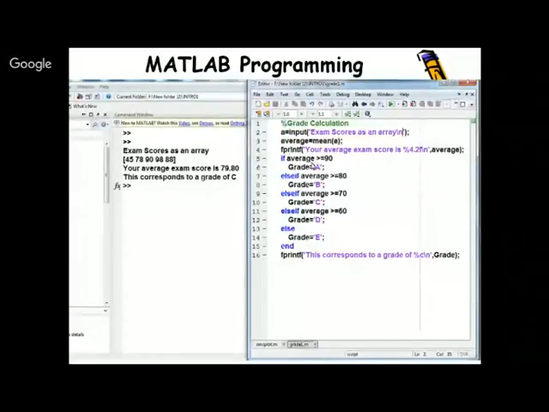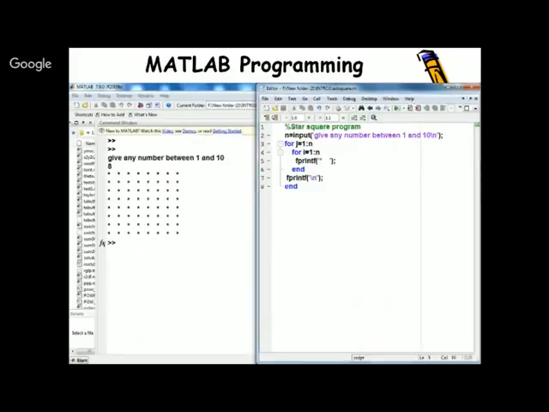And if average is greater than or equal to 90, grade equal to A. Else if it is not grade A, then which grade is it? If it is greater than or equal to 80, else if is good. It is a nested if. You can write any number of else ifs, but the last should be else and there should be an end at the end. Okay, so that is the if structure.